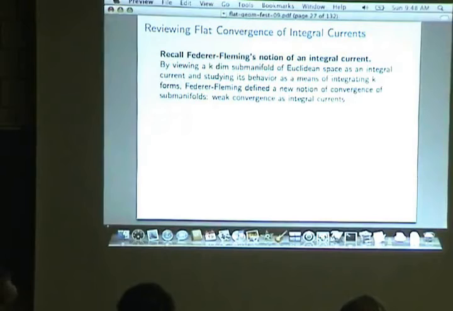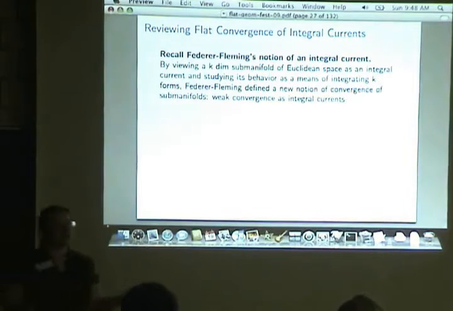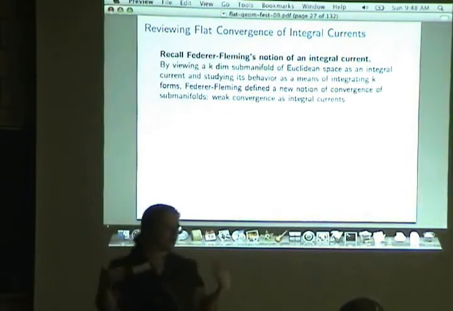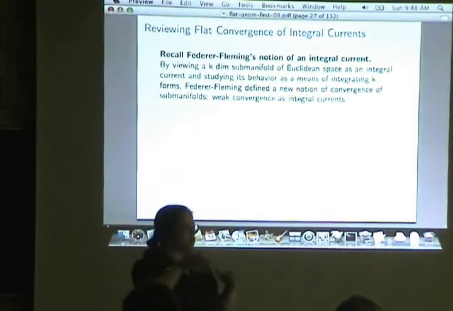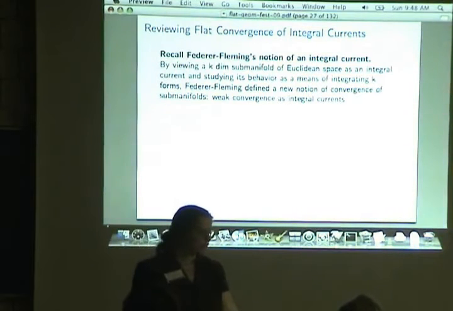Then, once it's something acting on k-forms, there's a notion of weak convergence. A sequence of integrals converges to an integral if, whenever you test it on a differentiable k-form, it converges. That's weak convergence. So they had this notion of weak convergence as integral current. An integral current is defined by integration, and it can have multiplicities that are integers.